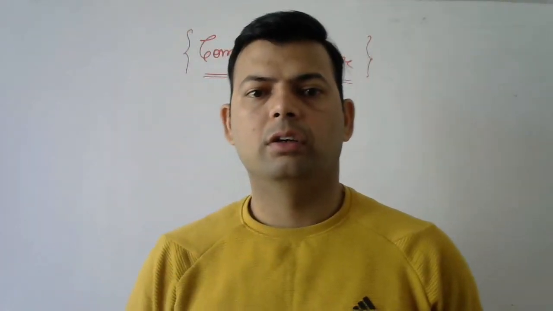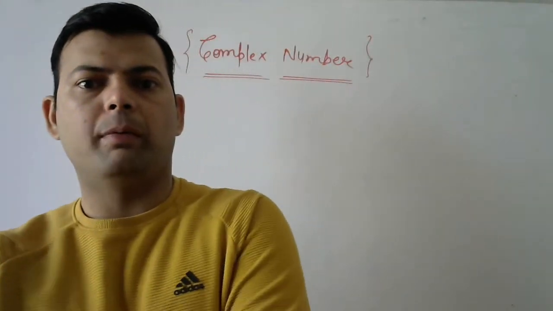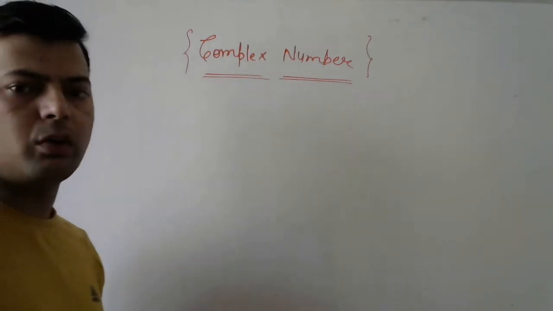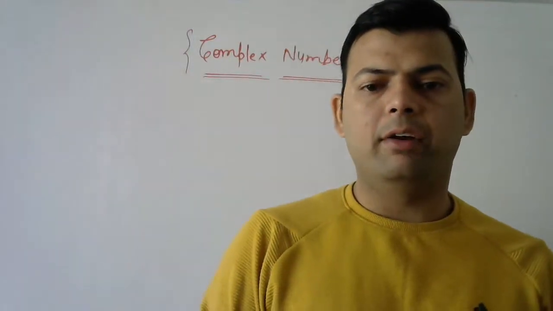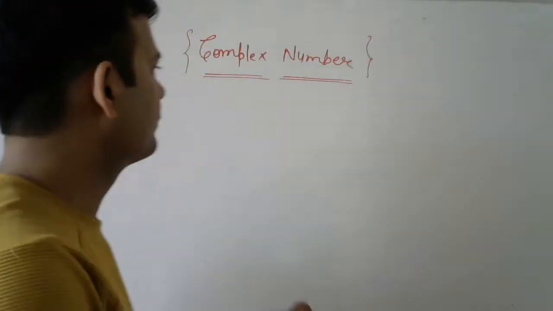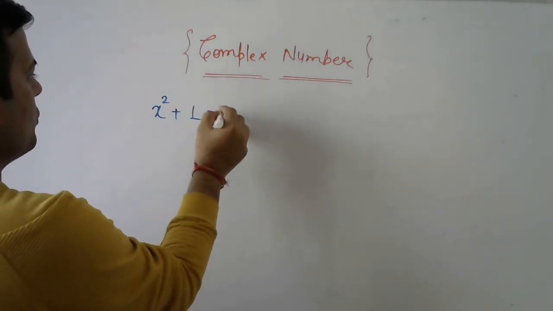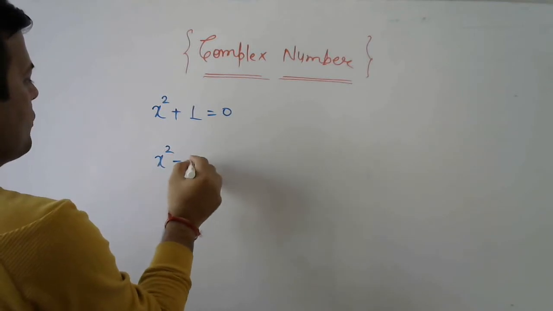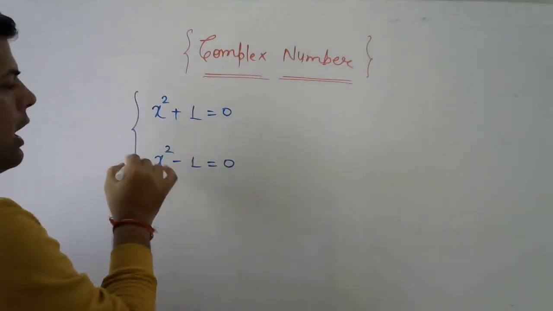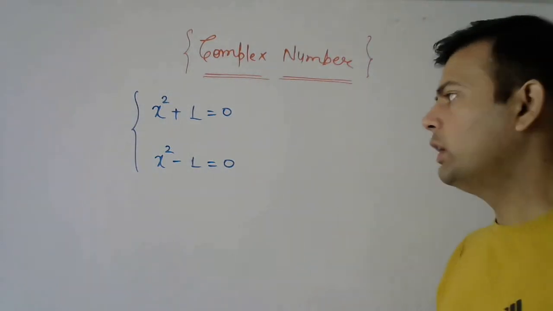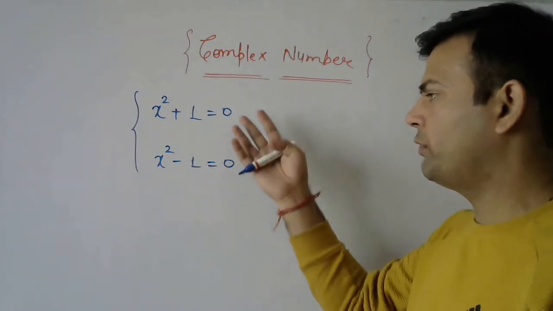Hello students. So in today's class we will study a topic called complex numbers. What is a complex number? To understand the concept, I will take an example. If I ask x square plus 1 is equal to 0 and x square minus 1 is equal to 0, and I ask all of you what the solutions of these equations are?